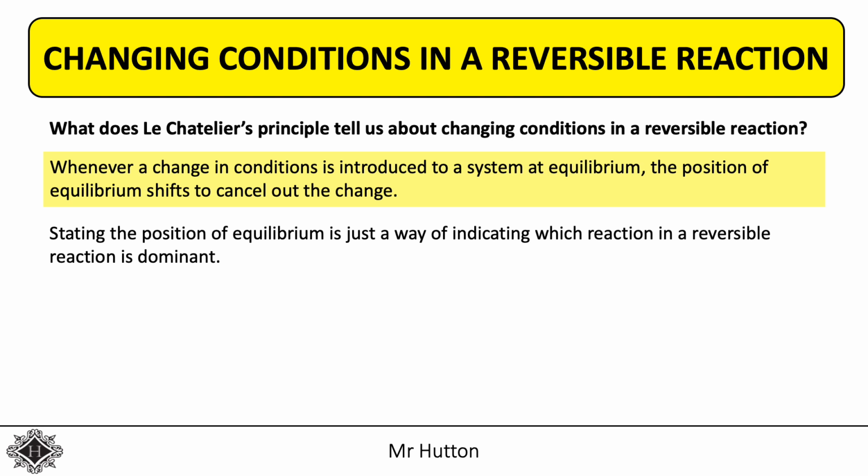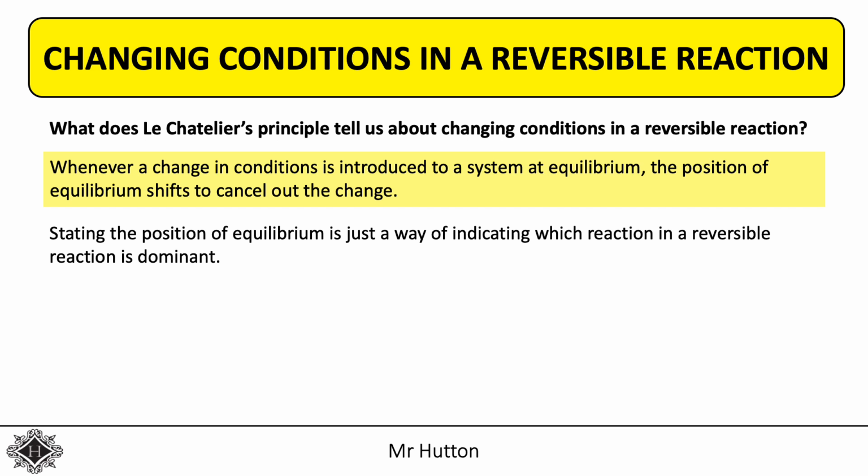If you don't have a good understanding of reversible reactions, then this can be confusing. Okay, so what it basically means is, if we change the conditions in our equilibrium reaction, it's either going to make more product or more reactant in order to counteract that change that we made. Now, the language that's used here, stating the position of equilibrium, is just a way of indicating which of the reactions is more dominant.